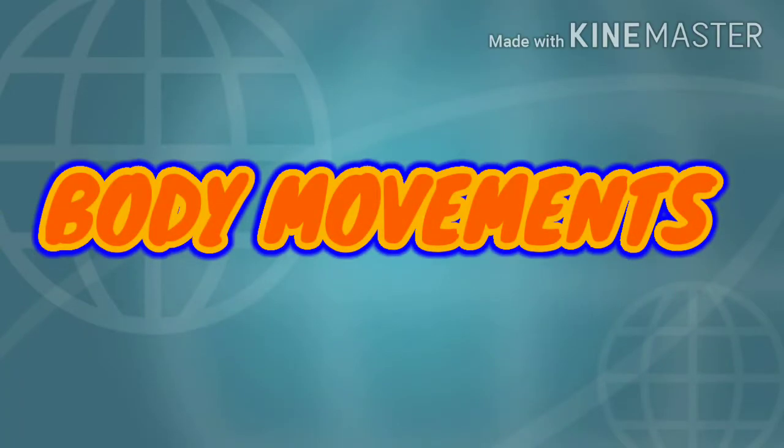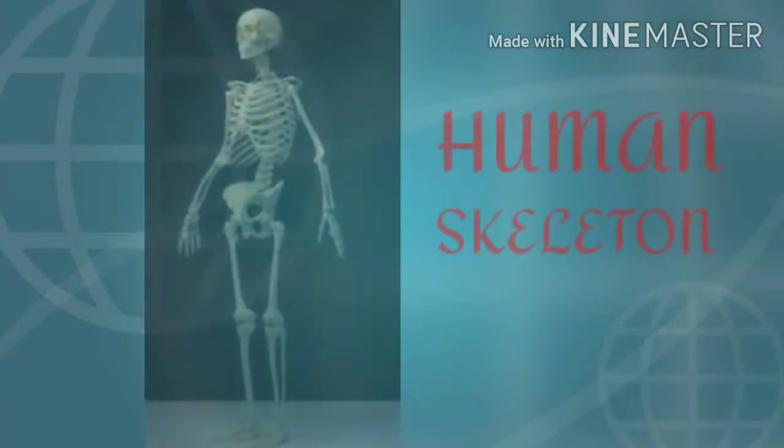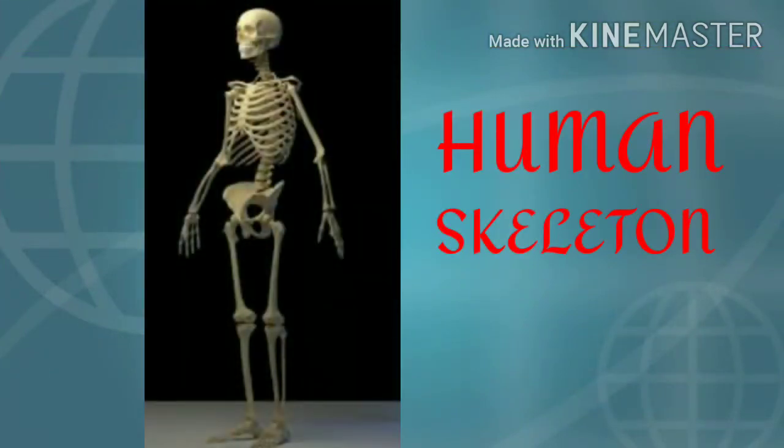Our topic is body movements. Let's start. First we will learn about human skeleton. The bony framework inside our body is called the skeleton. In human beings, the skeleton is inside the body, so it is called endoskeleton. The skeleton of an adult human being is made up of 206 bones.